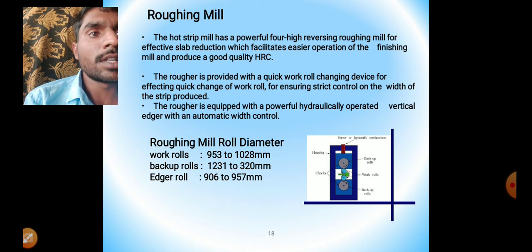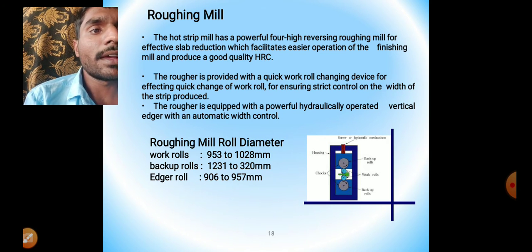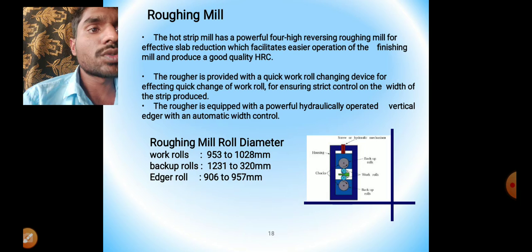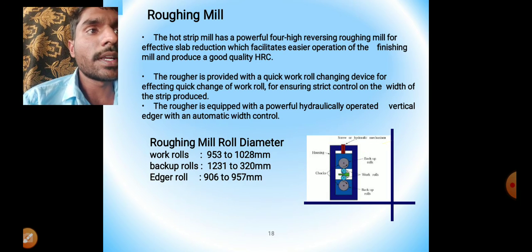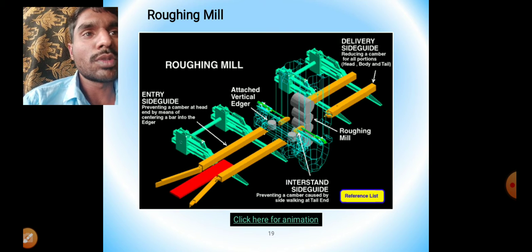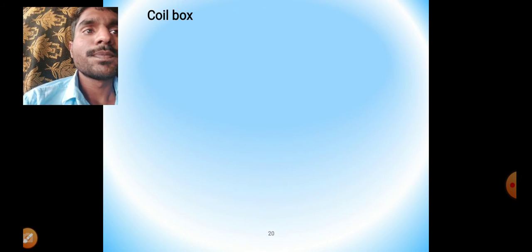The vertical edger, the housing will be connected here. The backup roll and the work roll. These are the work rolls and the backup rolls. These are chocks. The screw down. Animation: normal graph of roughing mill.